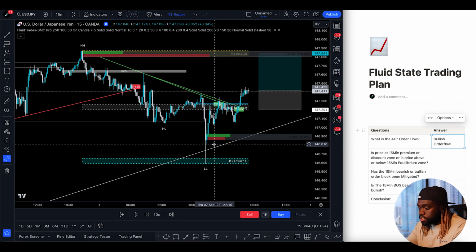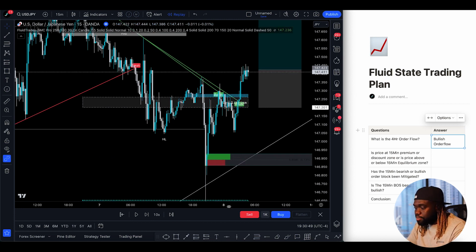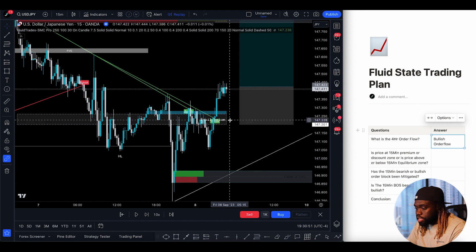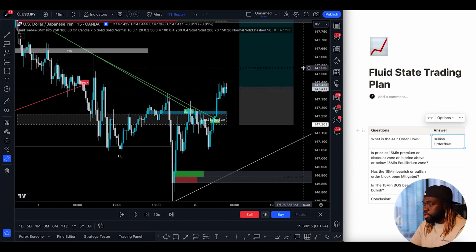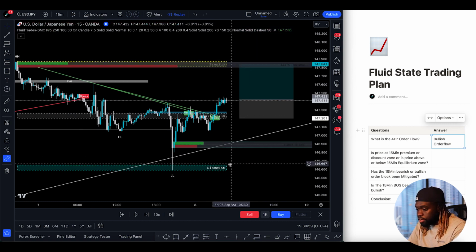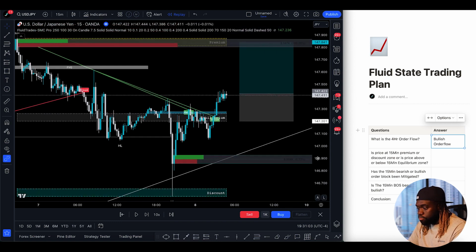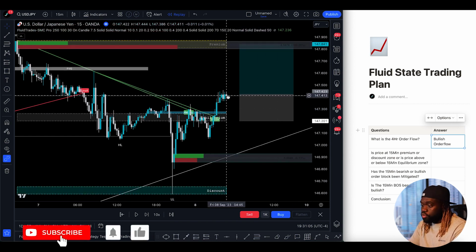And the next question is, is price above or below the 15-minute equilibrium zone? The equilibrium zone is right here. You guys might have trouble seeing it, but it's this dark gray box right here, right in the middle. So we have premium, equilibrium, and discount. As you guys can see, price is right above equilibrium.